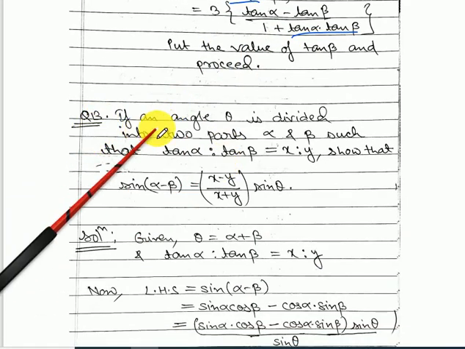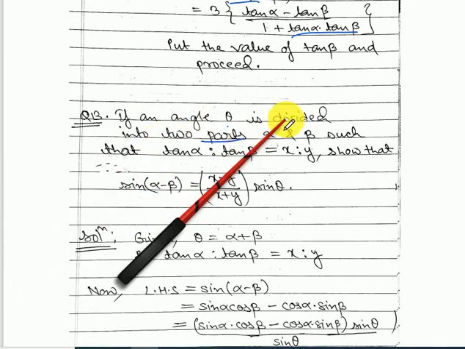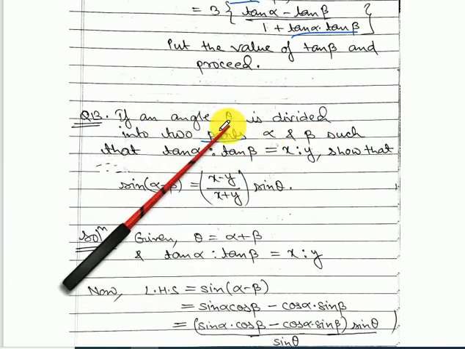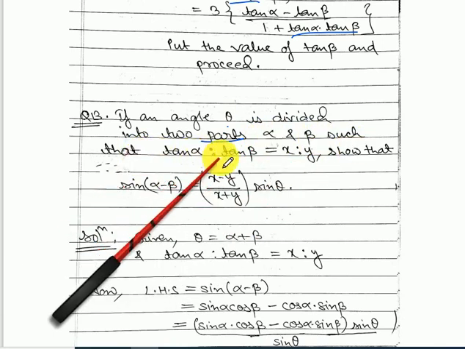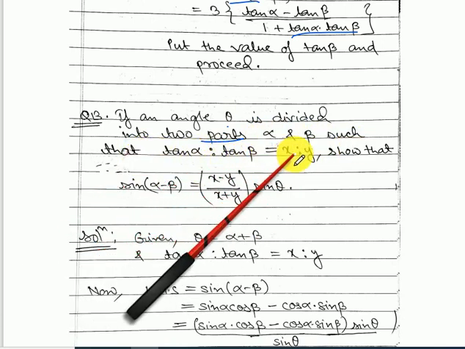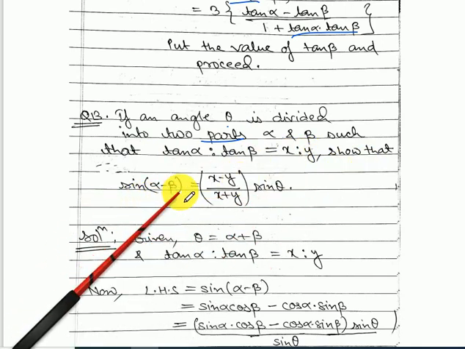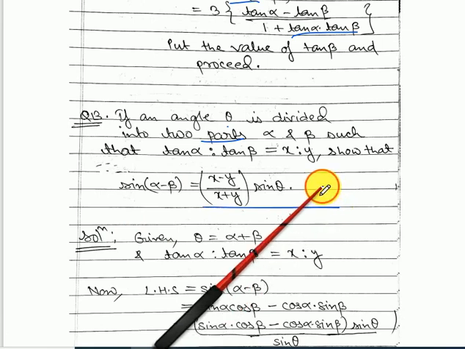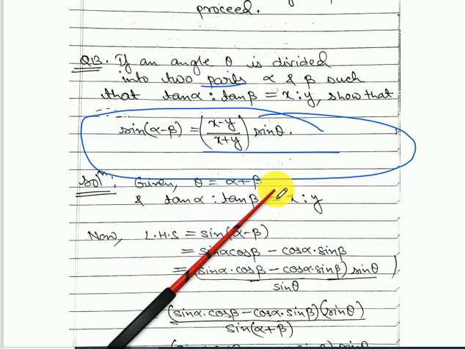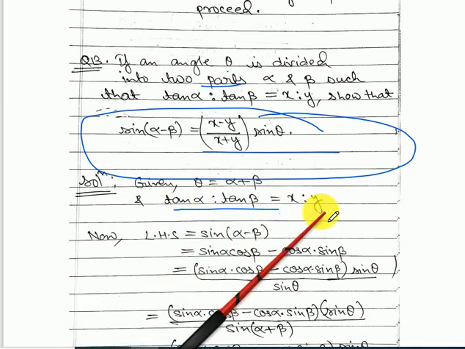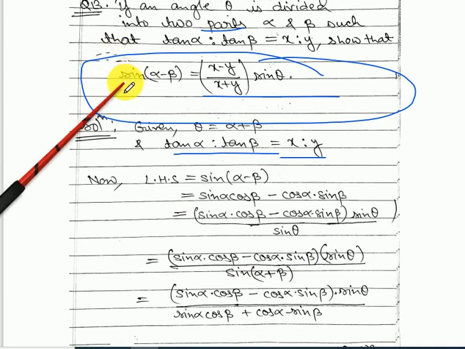Question number 13, if an angle theta is divided into two parts, so there is one angle which is divided into two parts, alpha and beta, that means theta is nothing but sum of alpha and beta, such that tan alpha is to tan beta is equal to x is to y. Okay, so that sin alpha minus beta is this, so we have to show this. So here given theta is alpha plus beta and tan alpha is to tan beta is equal to x is to y. Clear?